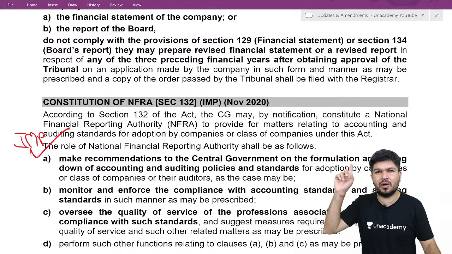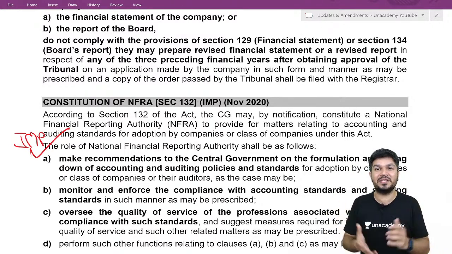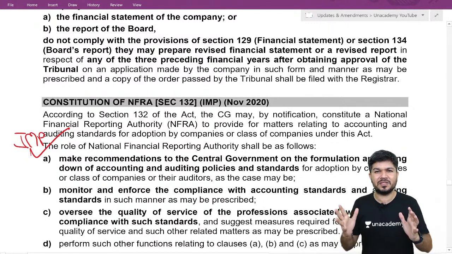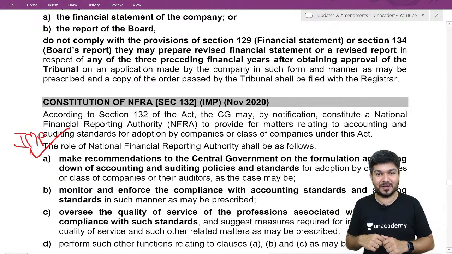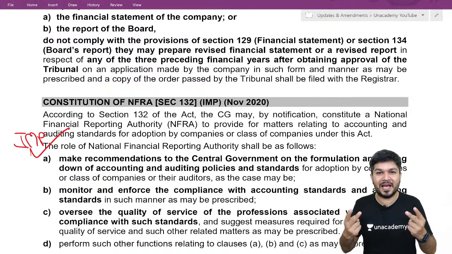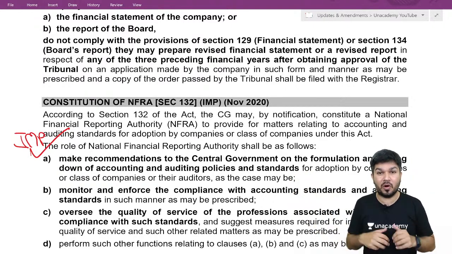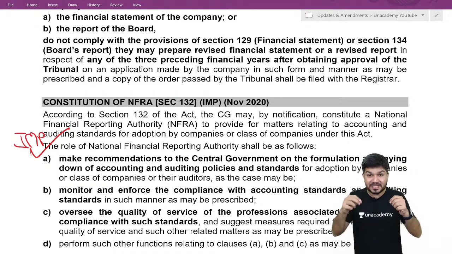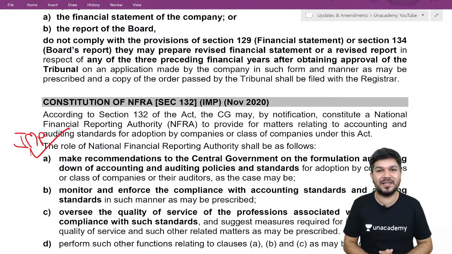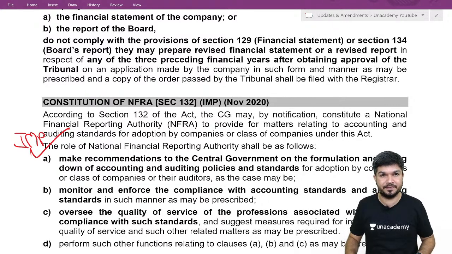If you just recall the definition of accounting standards and auditing standards under the Companies Act. Accounting standards are the standards of accounting recommended by ICAI, prescribed by the central government in consultation with NAFRA. Auditing standards are the standards of auditing recommended by ICAI, prescribed by the central government in consultation with NAFRA. NAFRA will give recommendations to CG for laying down the formulation of accounting and auditing standards.